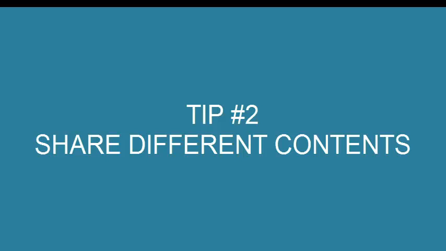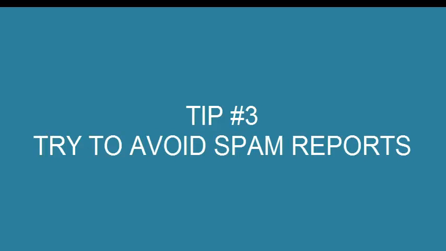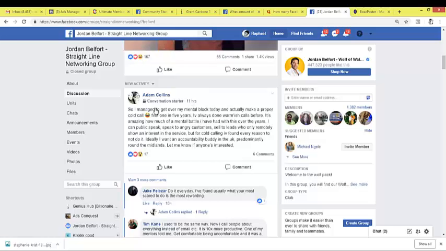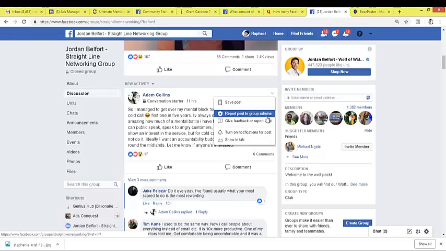So another point now is try to avoid spam reports. Whenever you go to groups, for instance, I'm on this group now, the Jordan Belfort Straight Line Network group. When I click on this somebody's post, and click on this little arrow here, you can see it says report post to group admins. If I click this report post to group admin, this person has gotten a spam report.